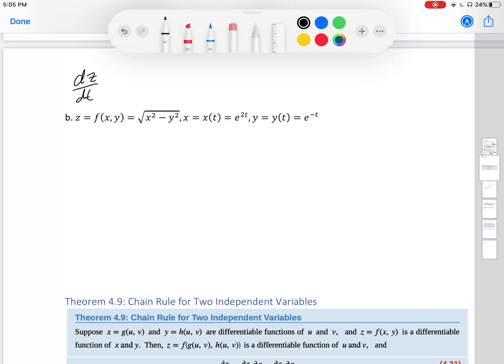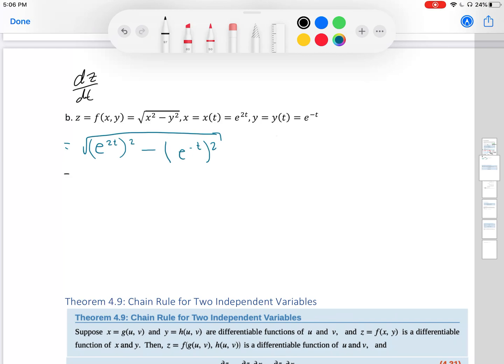So let's go ahead and substitute in and then find the derivative of your function in t. So what we're going to do is we're going to take our x and plug it in for x. And then we're going to take our y and plug it in for y and then take the derivative. Let's go ahead and do that. So if we do so, we're left with the square root of e raised to the 2t power squared minus y, which is e to the negative t power squared.